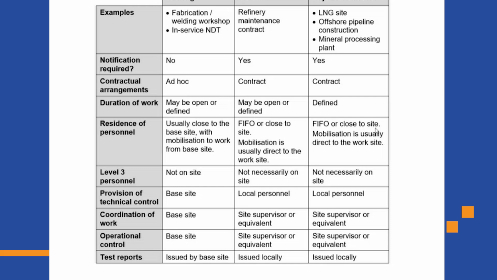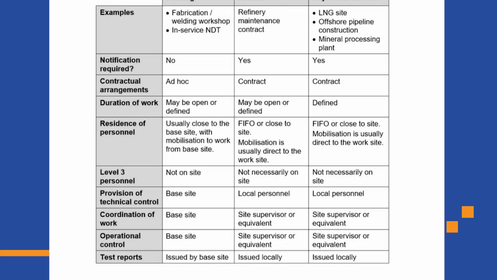Also, there might be some local technical control at the work site. So there might be, for example, a site supervisor who manages incoming work requests and operation control, and test records are stored locally and test reports issued locally. So this is how we would distinguish between jobbing work and routine and major construction sites that require a notification to NATA.